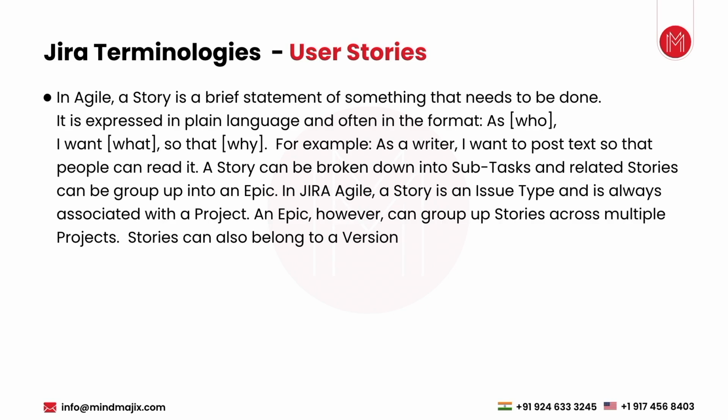In Jira Agile, a story is an issue type and is always associated with the project. So obviously any user story is always associated with the project. An epic, however, groups stories across multiple projects. A story can also belong to a version. So here it means that if we have larger user stories and each is related to one another, those user stories can be picked up and linked to an epic. So an epic can be linked, and the team can pick up those epics and start working on them. That is really important, and that happens at a regular interval as well.